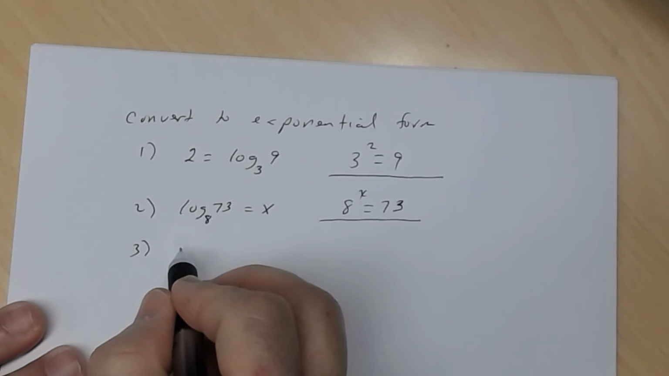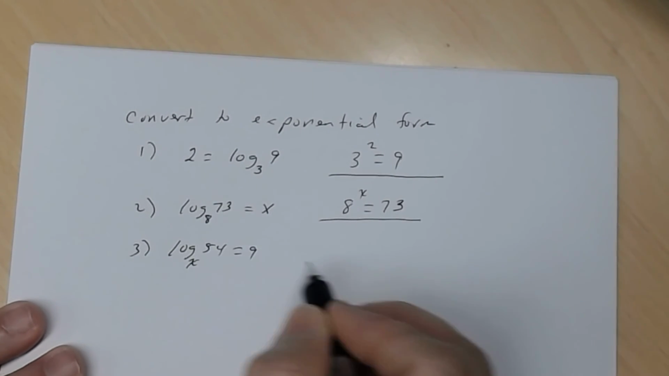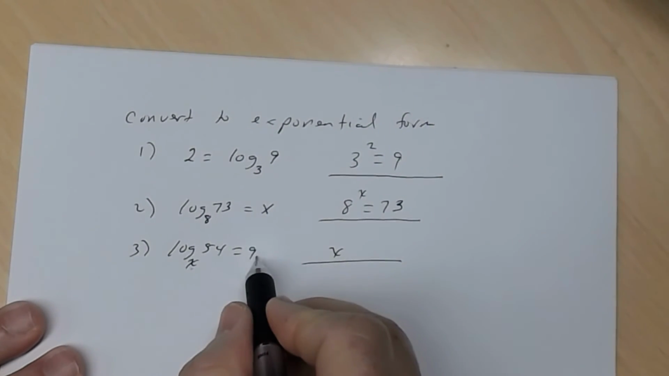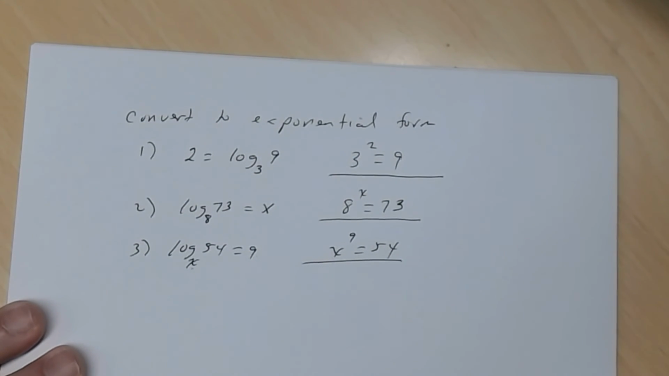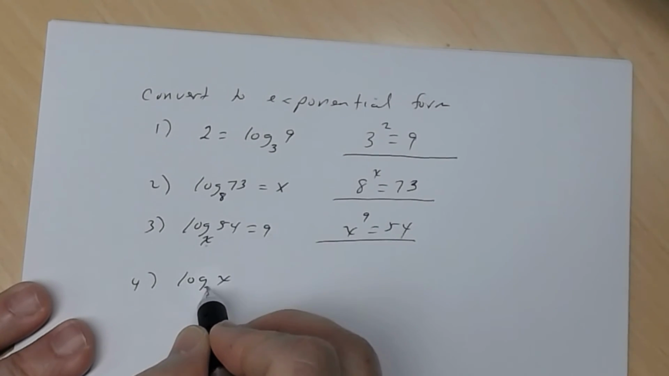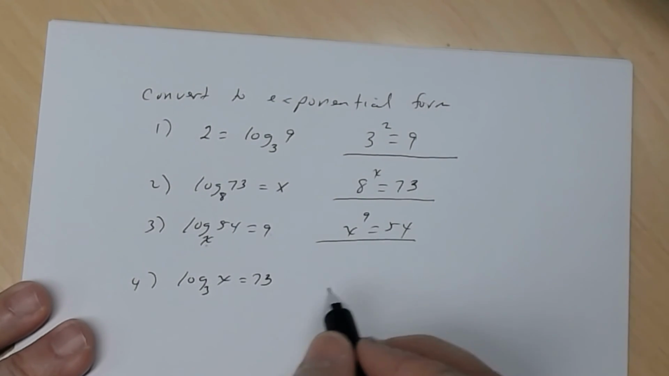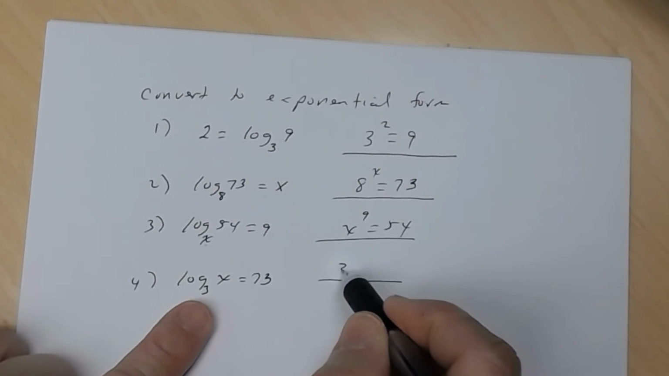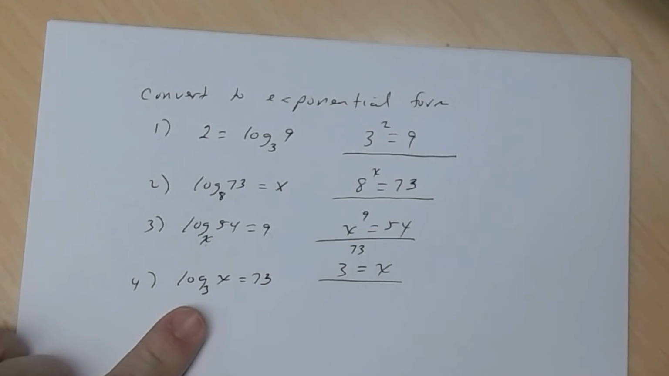Number 3, you have log of 54 base x equal 9. The first thing you're going to do is write your base. The base is x. So you say x to the 9th power equal 54. That's all you do. Number 4, you have log of x base 3 equals 73. You've got to write your base first. The base is 3. So you say 3 to the 73rd power equal x. And that's all it is.